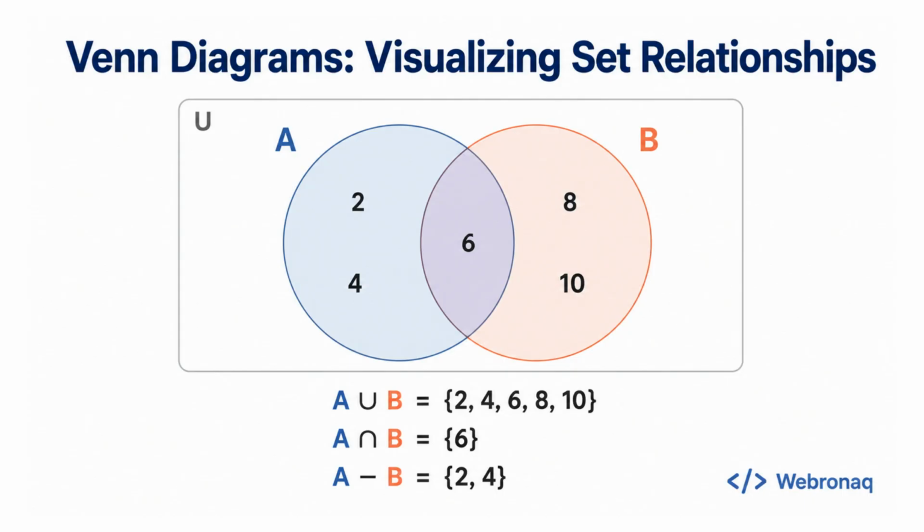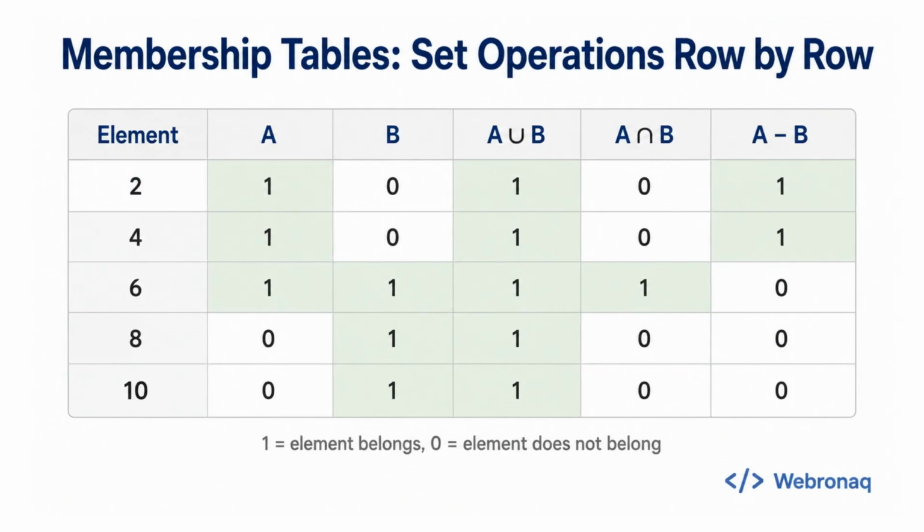The union covers everything in either circle, meaning 2, 4, 6, 8, and 10. Set A minus B, the difference, is what remains in A after removing shared elements, which is 2 and 4. These same three operations will come back in our membership table, so keep this picture in mind. Let me show you the membership table.